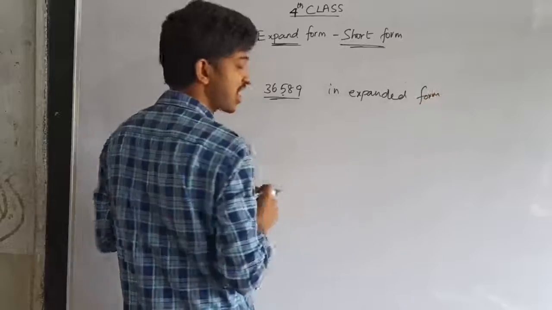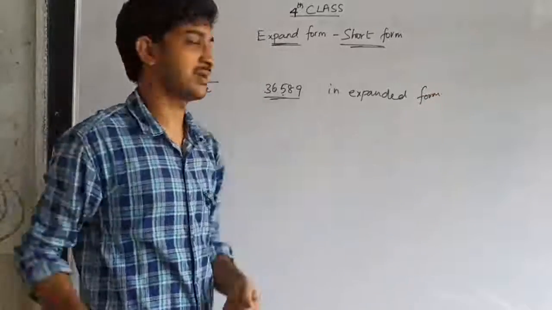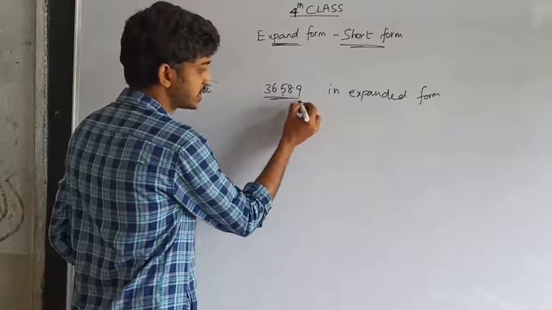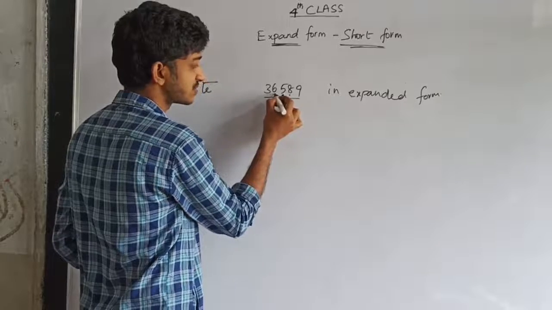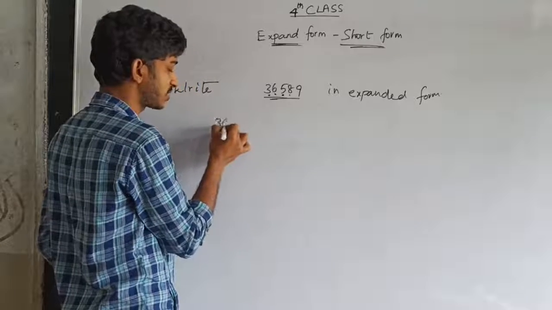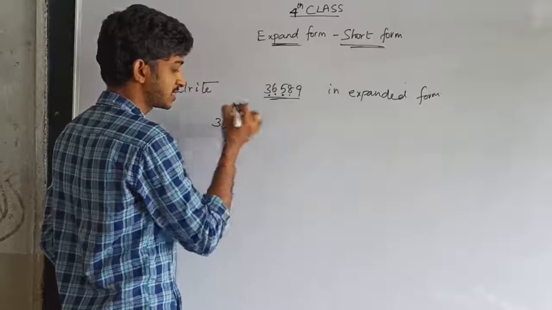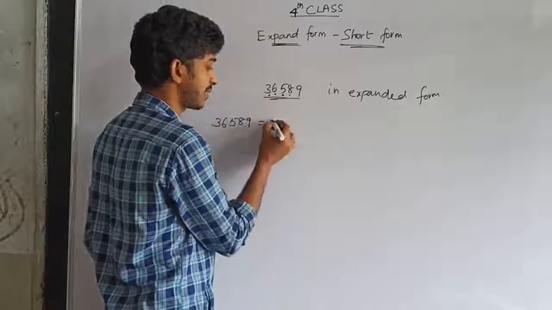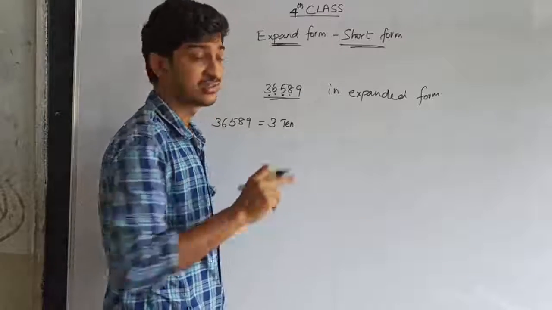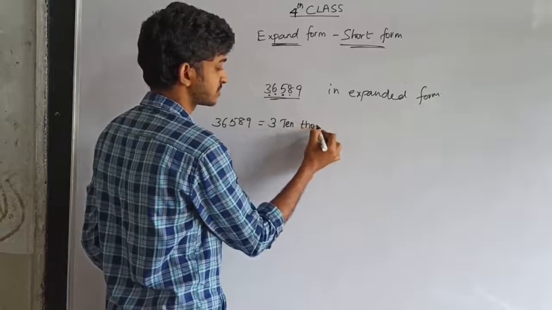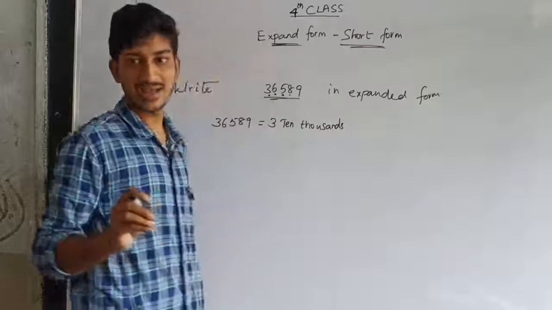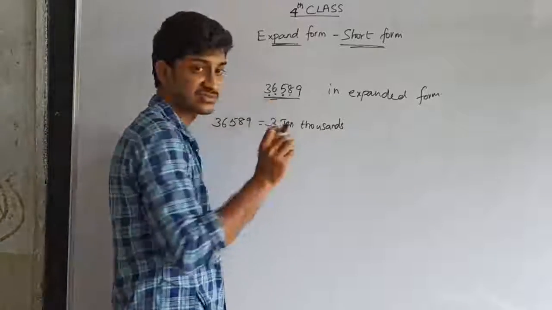Expanded form means we have to expand the number. See here, we have 36,589. If you observe here, it is ones place, tens place, hundreds place, thousands place, 10,000s place. So 3 is in the 10,000s place. 36,589 equals 3 in the 10,000s place. We have 3 10,000s. We have to add each and every number, then only we get 36,589.